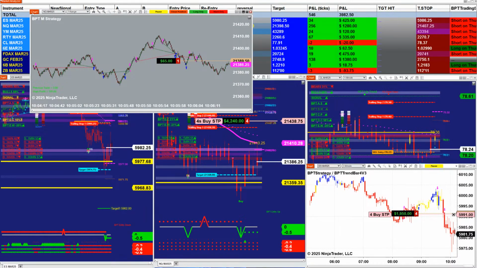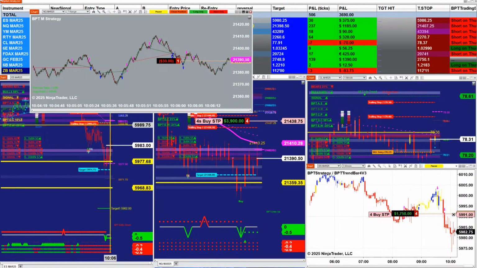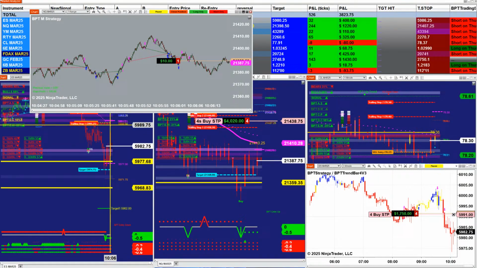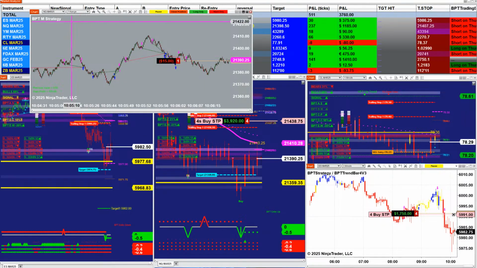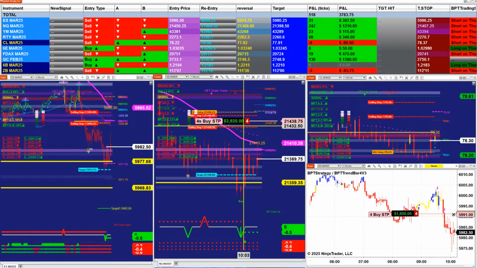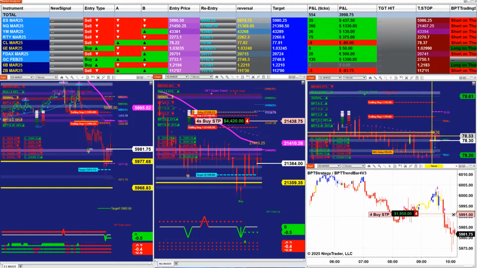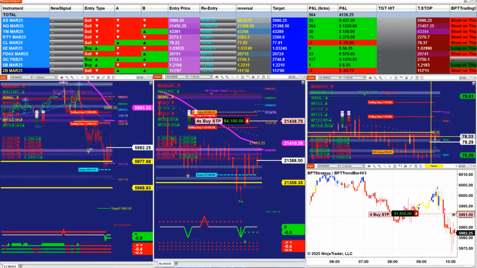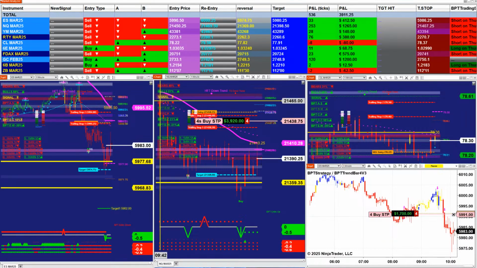And the ES, as we said, there is an entry right there, re-entry short, and we got the 59.89. For the CL, also there is no trade on the CL at this moment. I don't see any trade. Nope, no trade on the CL.